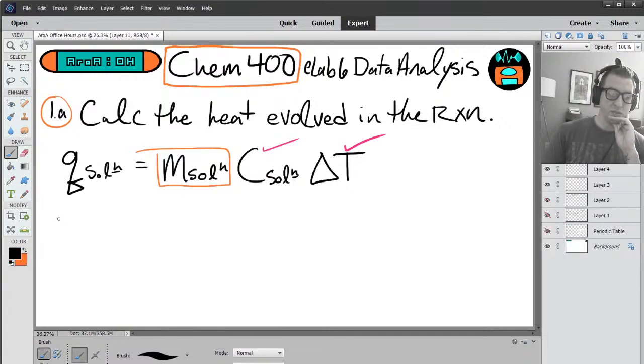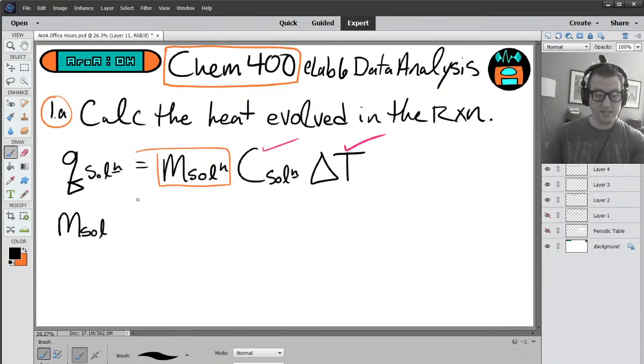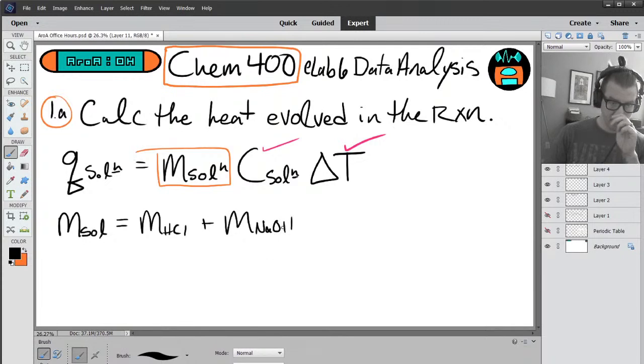The mass of the solution, once we mix our sodium chloride and sodium hydroxide together, is going to be the sum of those two masses, right? It's going to be the mass of HCl plus the mass of sodium hydroxide solution added together. Now, we also haven't been given the mass of HCl or sodium hydroxide. However, for each one, we've been given the density and the volume.